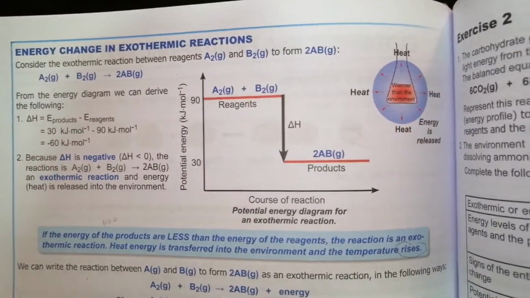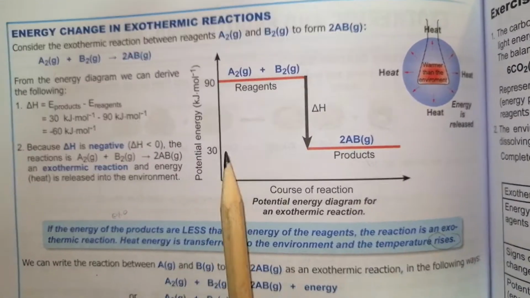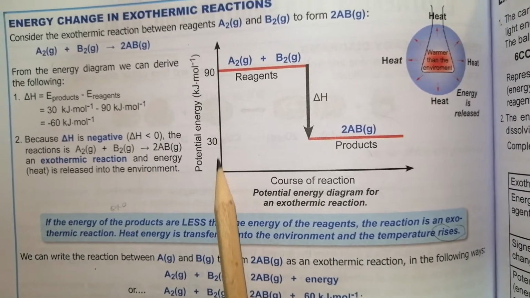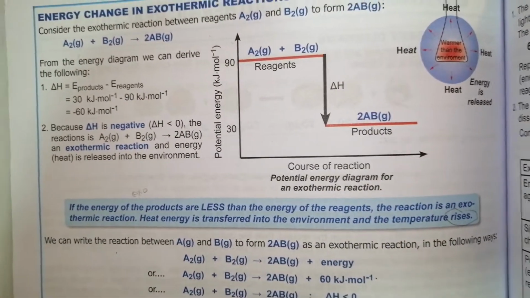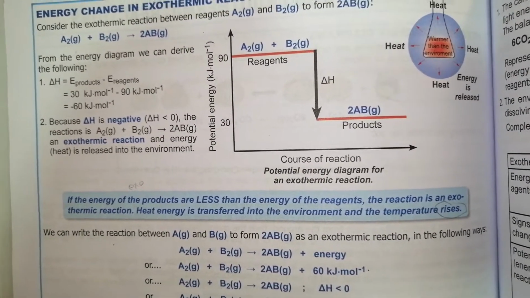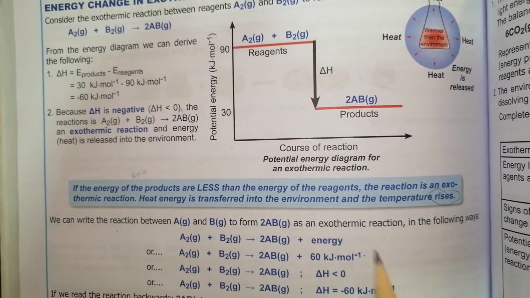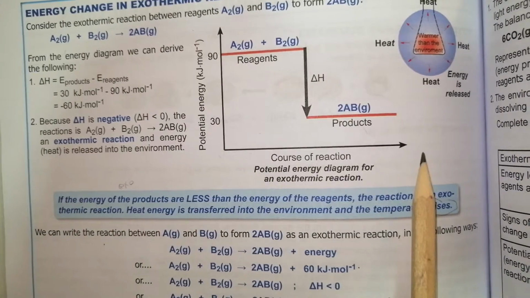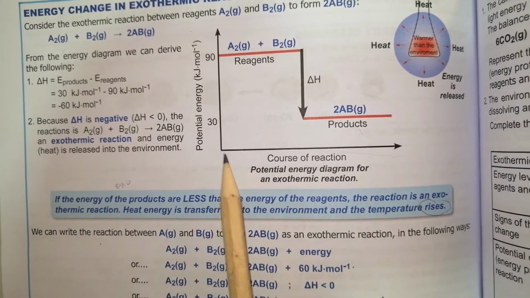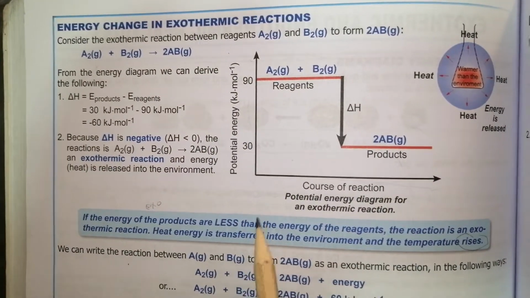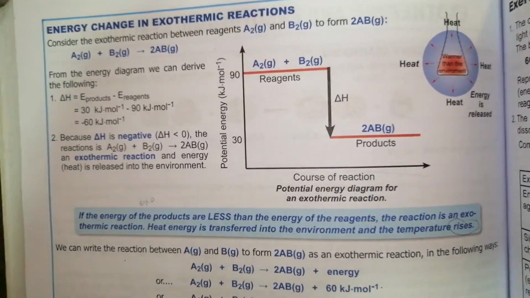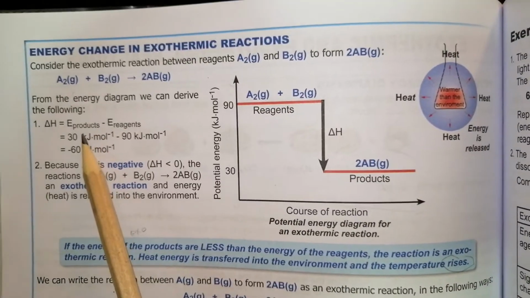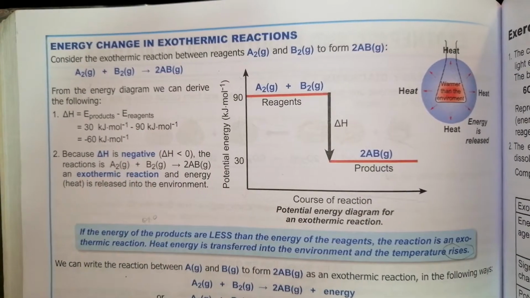Now if you look at this graph, can you see we actually have numbers? On the potential energy axis, we have 90 and 30. The course of reaction just means the reaction time or what's happening during the reaction, but you're not going to see any numbers on this x-axis. Right, so we're only looking at the y-axis values. Now if you want to work out delta H for this reaction, remember delta H is equal to energy of products minus energy of reagents.